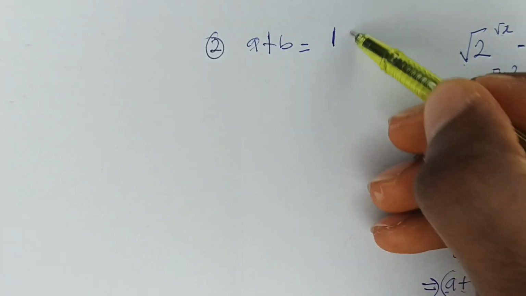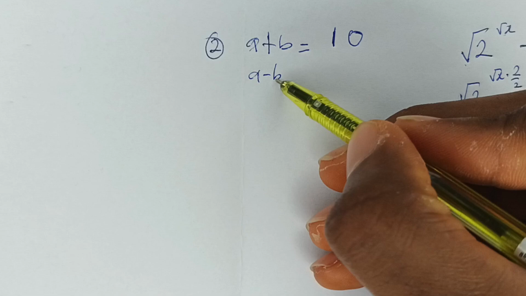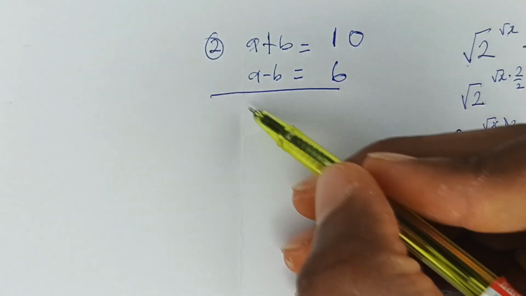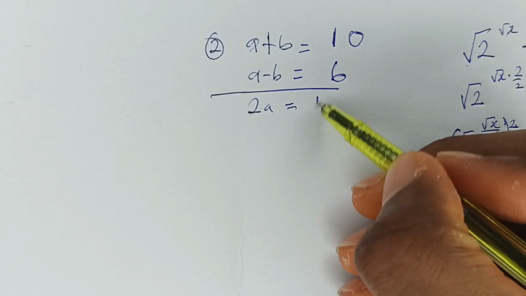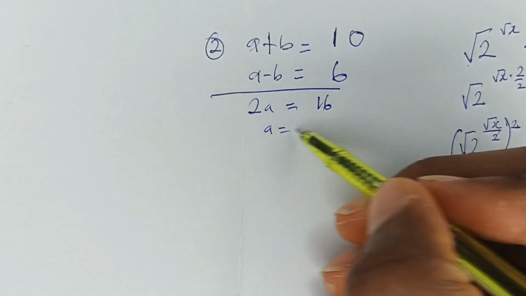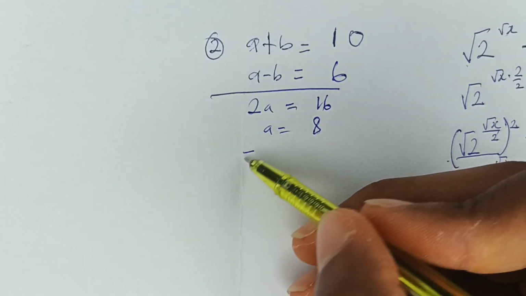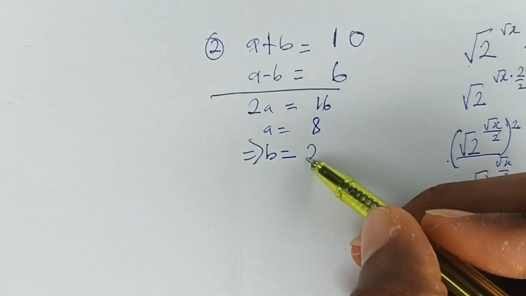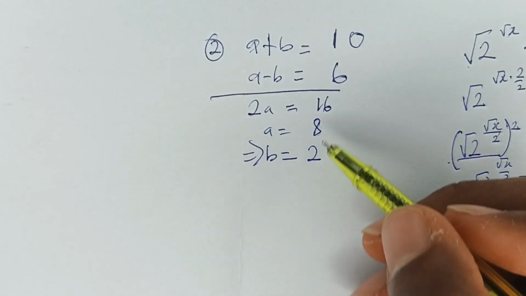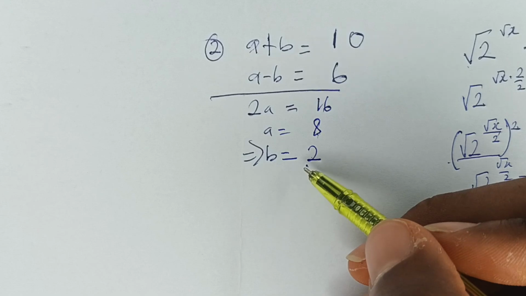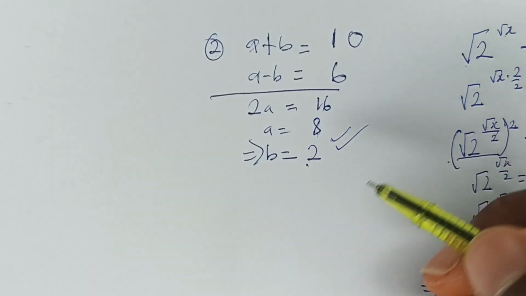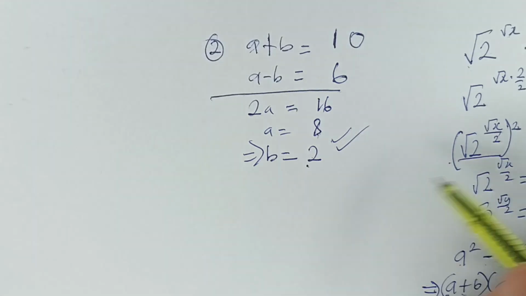Okay, so we write 10 here, and then a minus b is now the smaller number, which is 6. Adding up, we have that 2a is equal to 16, hence a is equal to 8, implying that b becomes equal to 2. All right, now you can see that these two things can be expressed as exponents of 2. Okay, so this can be used.